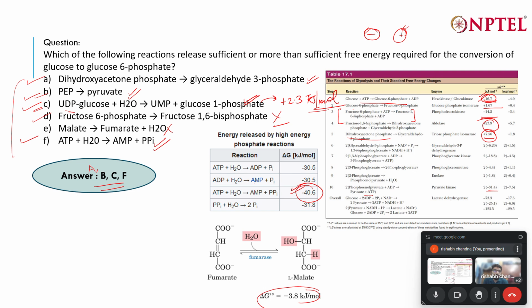Sir, but in a negative, the more the value, it will be less. So in case of phosphoenol pyruvate to pyruvate, it's written minus 31 point... Okay, okay, sir.